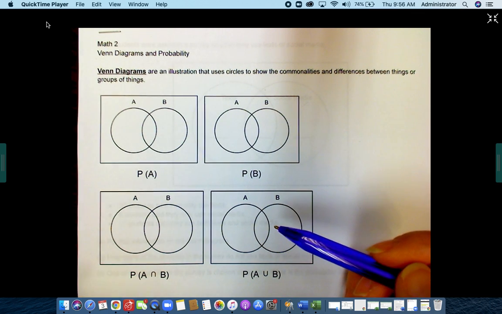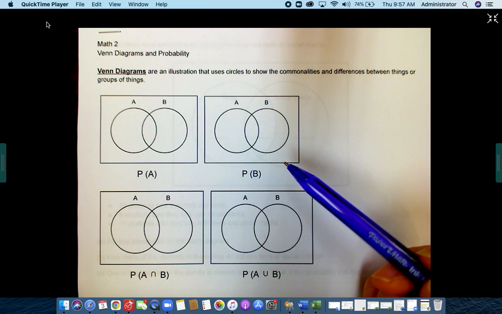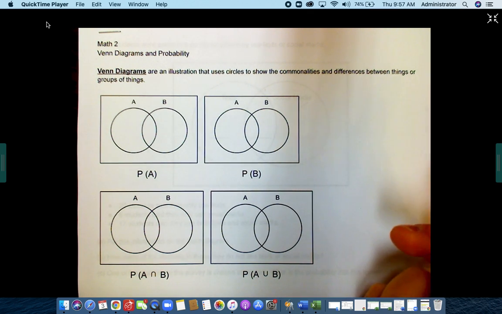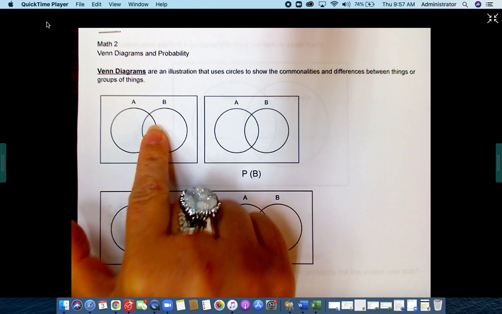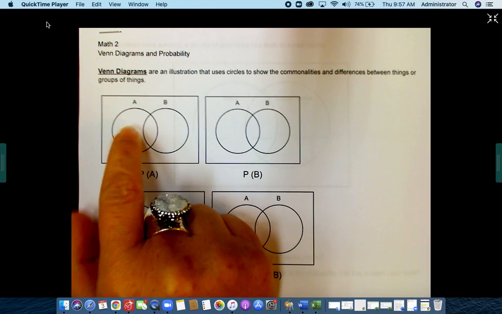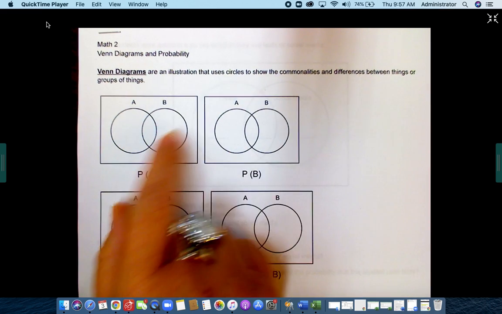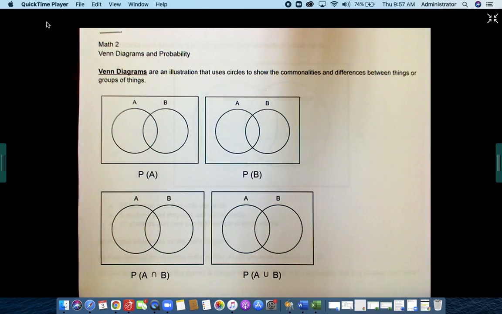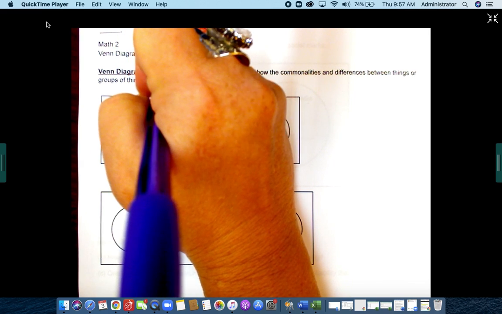probability. So Venn diagrams are an illustration, a picture, that uses circles to show the commonalities and differences between things or groups of things. So if we have a group of events, we're going to call this event A and event B, then what you notice is that they have something in common. What they have in common is where they intersect. So we would call this the intersection of a Venn diagram.